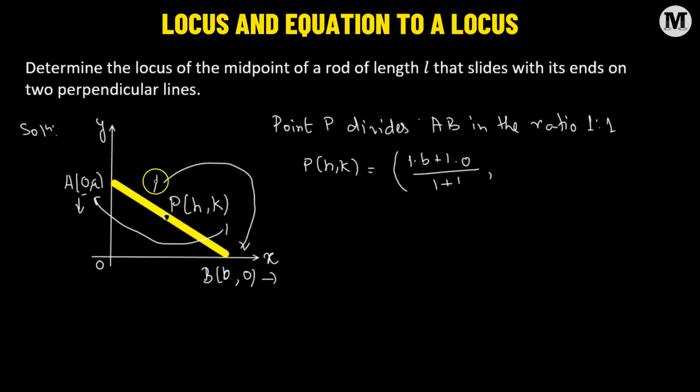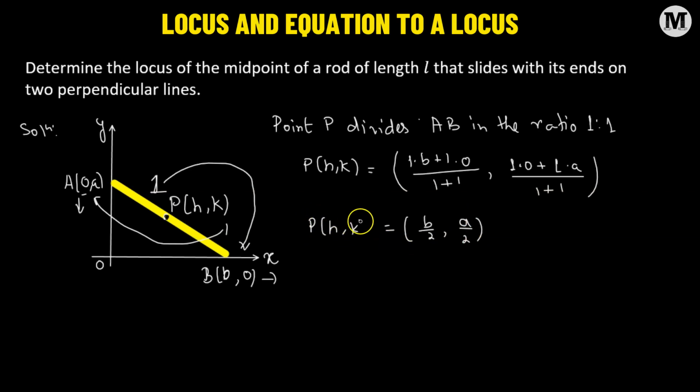Next, to find the y coordinate, we take 1 and multiply it with the y coordinate of B, so we have 1 times 0, added to 1 times the y coordinate of A, so 1 times A, and this will be divided by 1 plus 1. That means we now have (B over 2, A over 2). So that's the coordinate of point P. Since they are equal, we can equate them to get H equals B over 2 and K equals A over 2. If we want to express A and B in terms of H and K, then B equals 2H and A equals 2K.